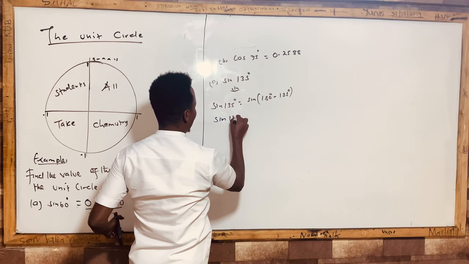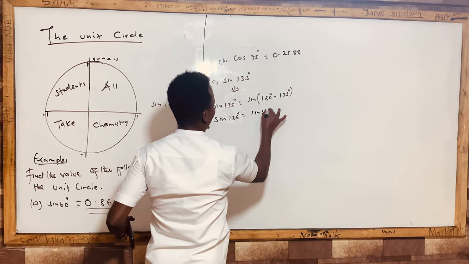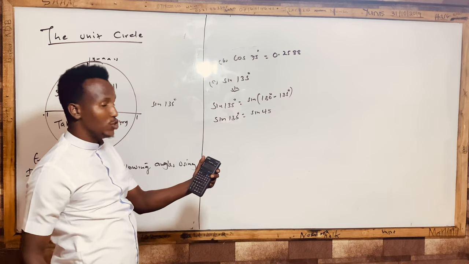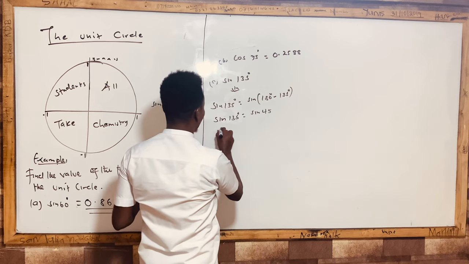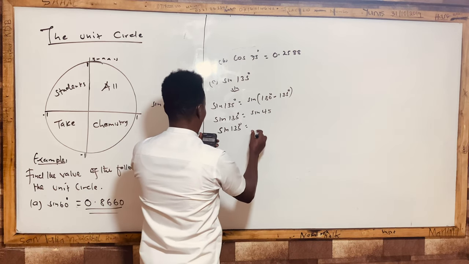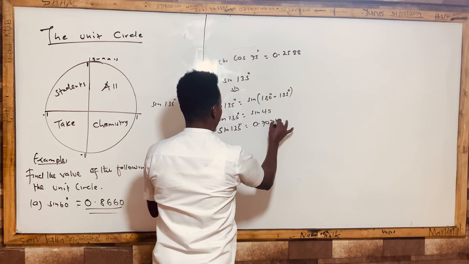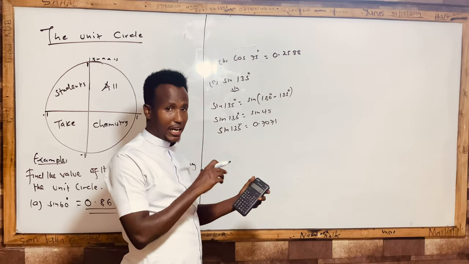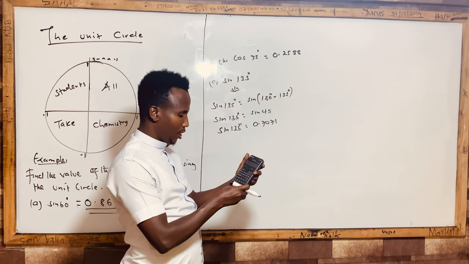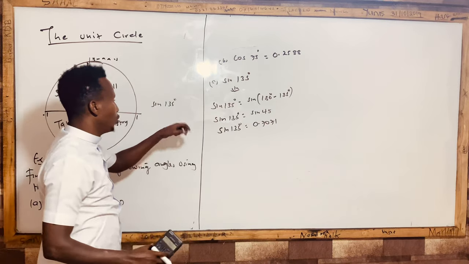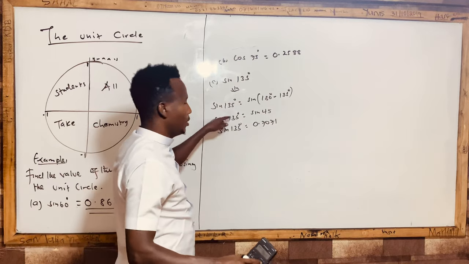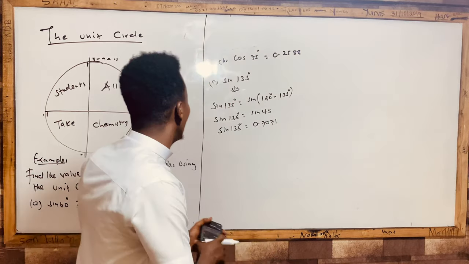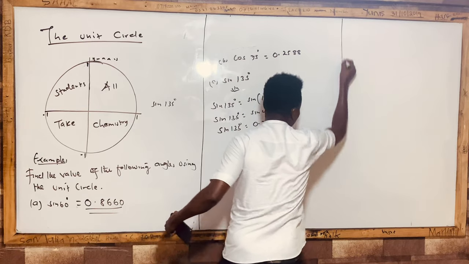So sine 135 degrees is equal to sine 45. If you use your calculator and say sine 45, it will give you 0.7071. That is the final answer. If you also insert sine 135 directly in the calculator, it will still give you the same value. So you get the supplementary angle to this angle. Supplementary angles are angles that add up to 180 degrees. Now, without wasting time, let's see this one.